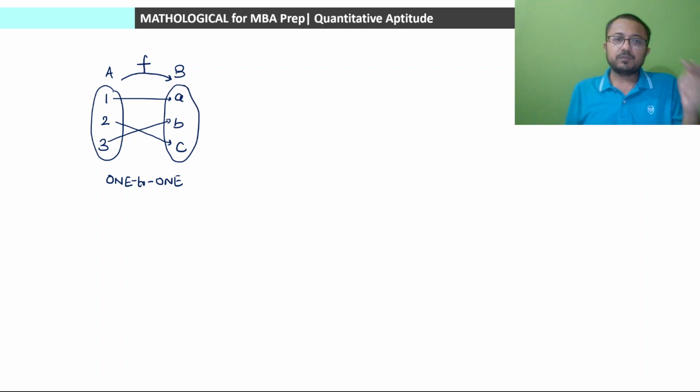Okay? Because one element of set A is connected to one element of set B, and no element of set B is connected to more than one element of set A. So that is why this is a one-to-one function.